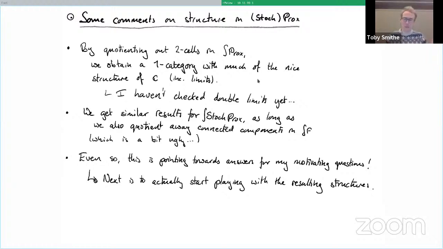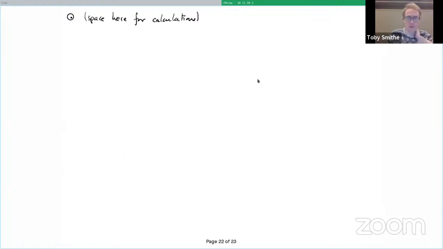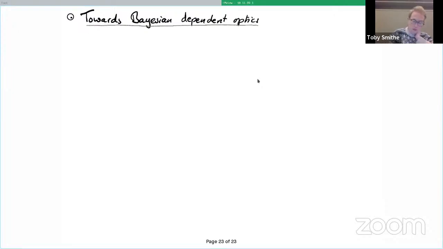But at least for now, this is pointing towards answers for the motivating questions that I started with. And the task, apart from looking at things like the double limits, is to really start playing around with what it means to have something like a random term or a stochastic type in this way. I did leave some space at the end here to do some calculations. And indeed, I also left some space to talk about, given a notion of proxied morphism, or rather defining a notion of generative model using these proxied morphisms, what it might mean to define a Bayesian dependent optic.